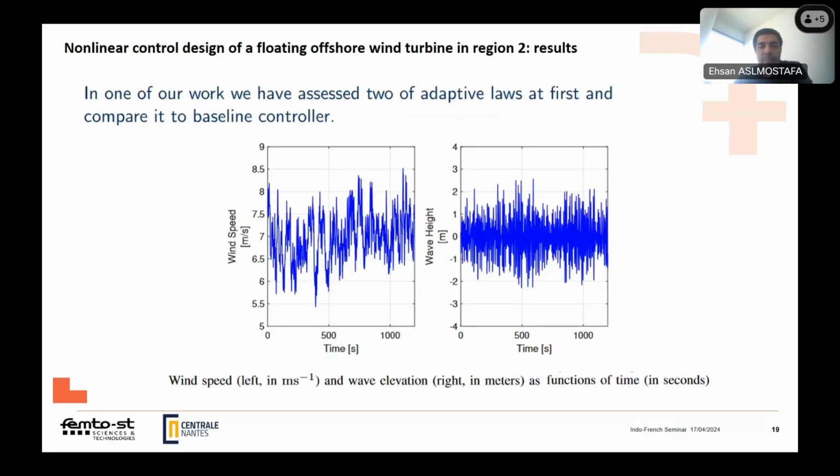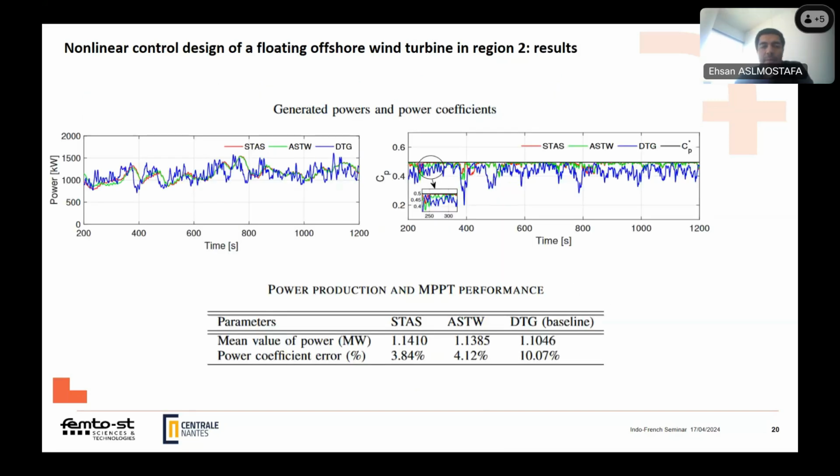Equation 9 gives the nominal values, which are taken from equation 20, sorry. And here I'm going to show you some results about our work. In one of our works, we take these wind speed profiles and wave profiles, and we compare two adaptive controllers, the self-tune controller and the ASTW controller, which was proposed by Yurish itself, to the baseline controller.